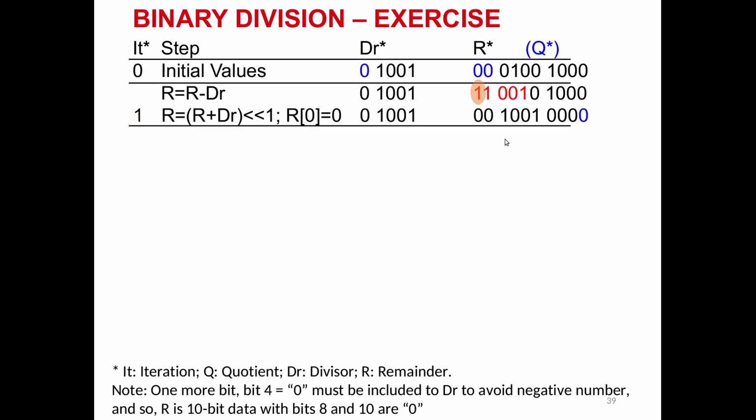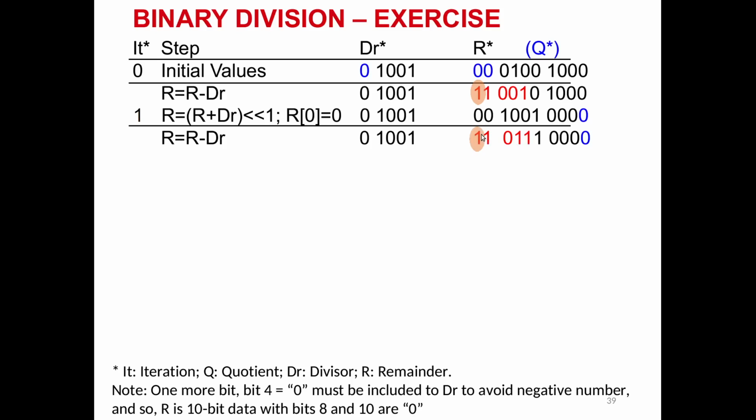Then we move to step 2. We take the most significant 5 bits of R here, which is 0 0 1 0 0, and we minus DR, which is 0 1 0 0 1, and so the result is 1 1 0 1 1. Here, 5 bits in red.